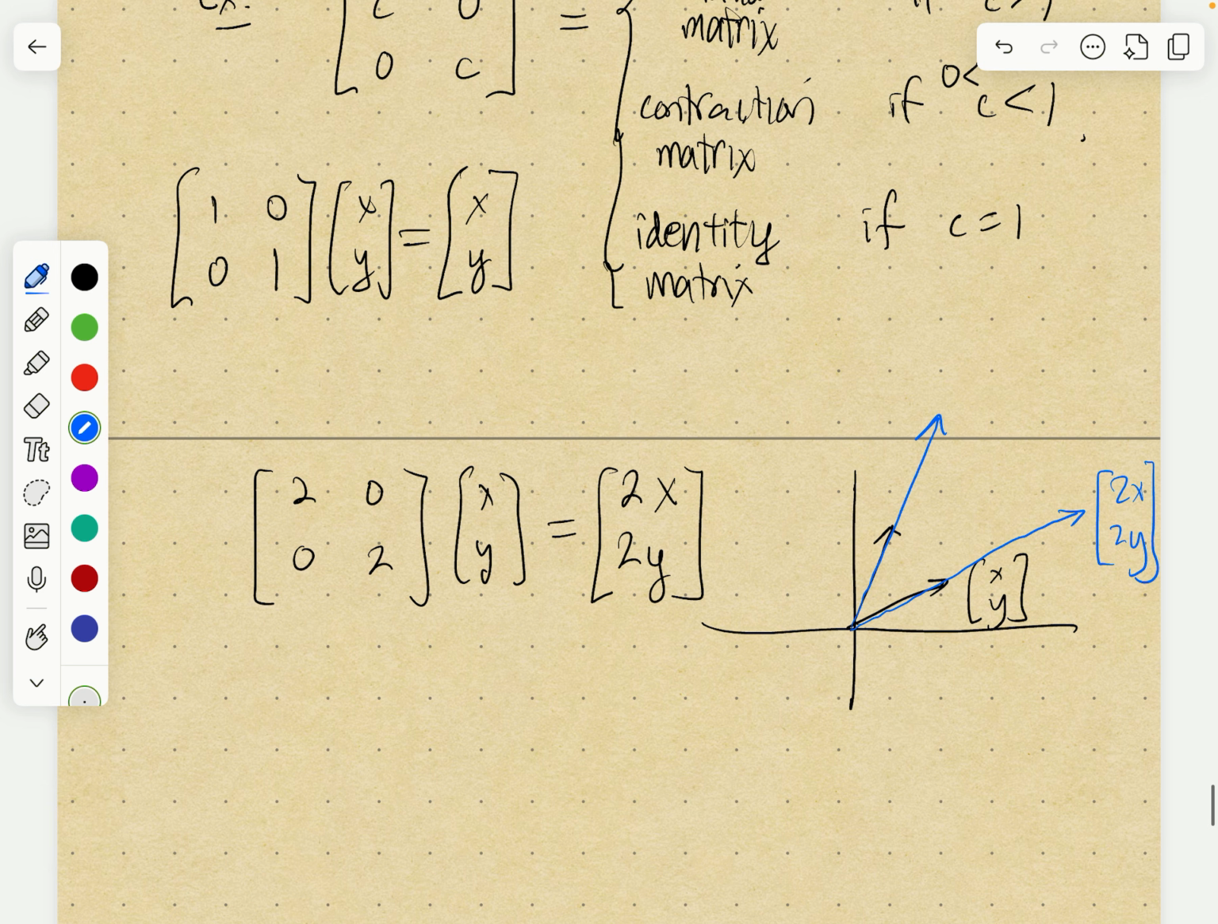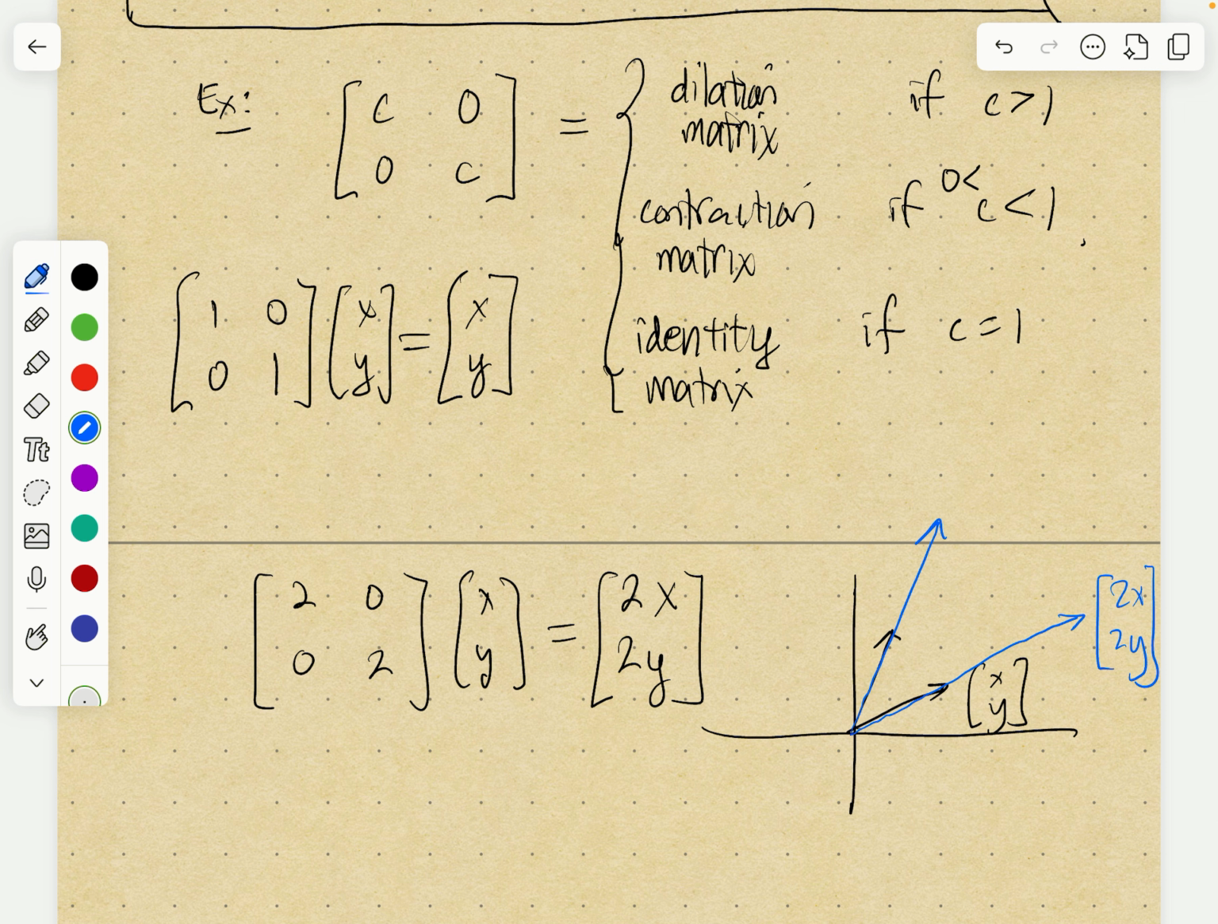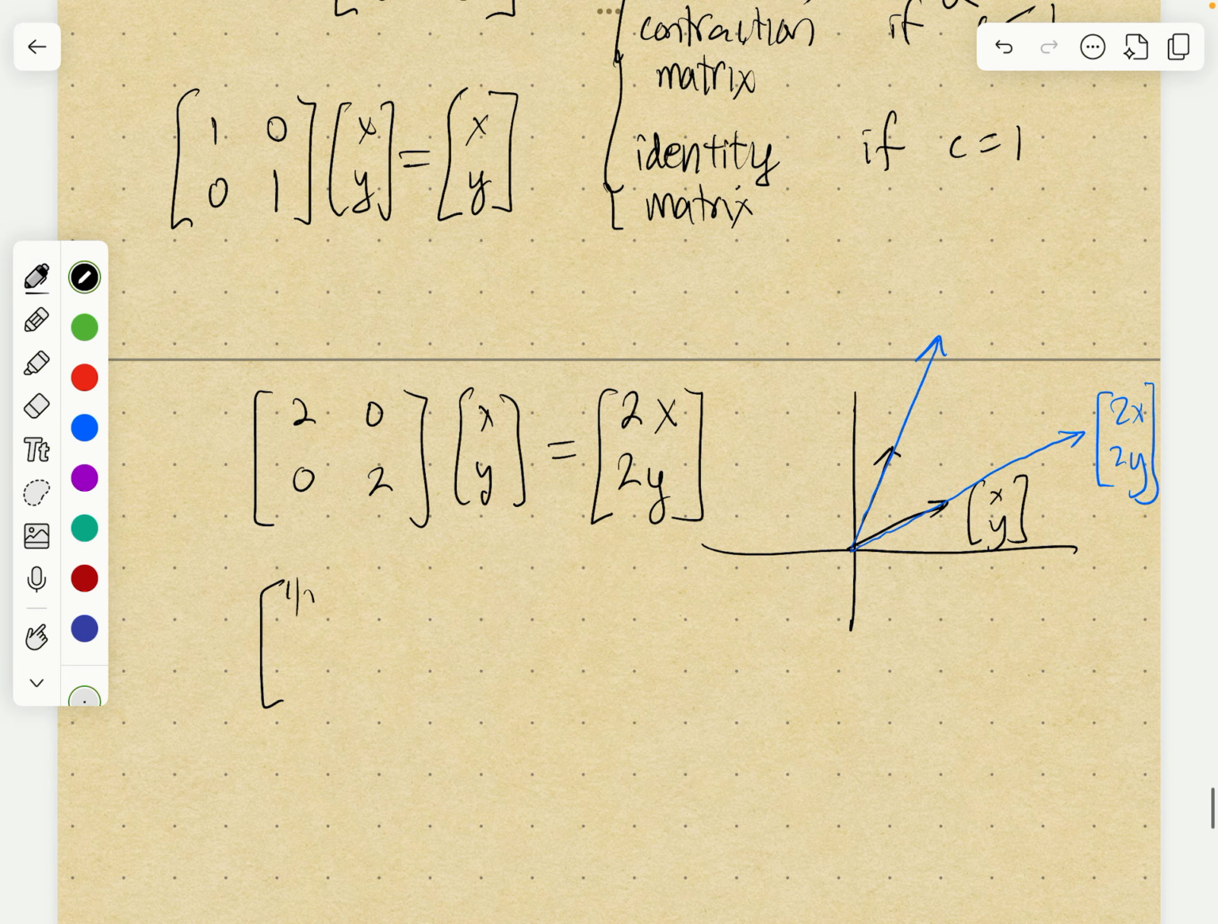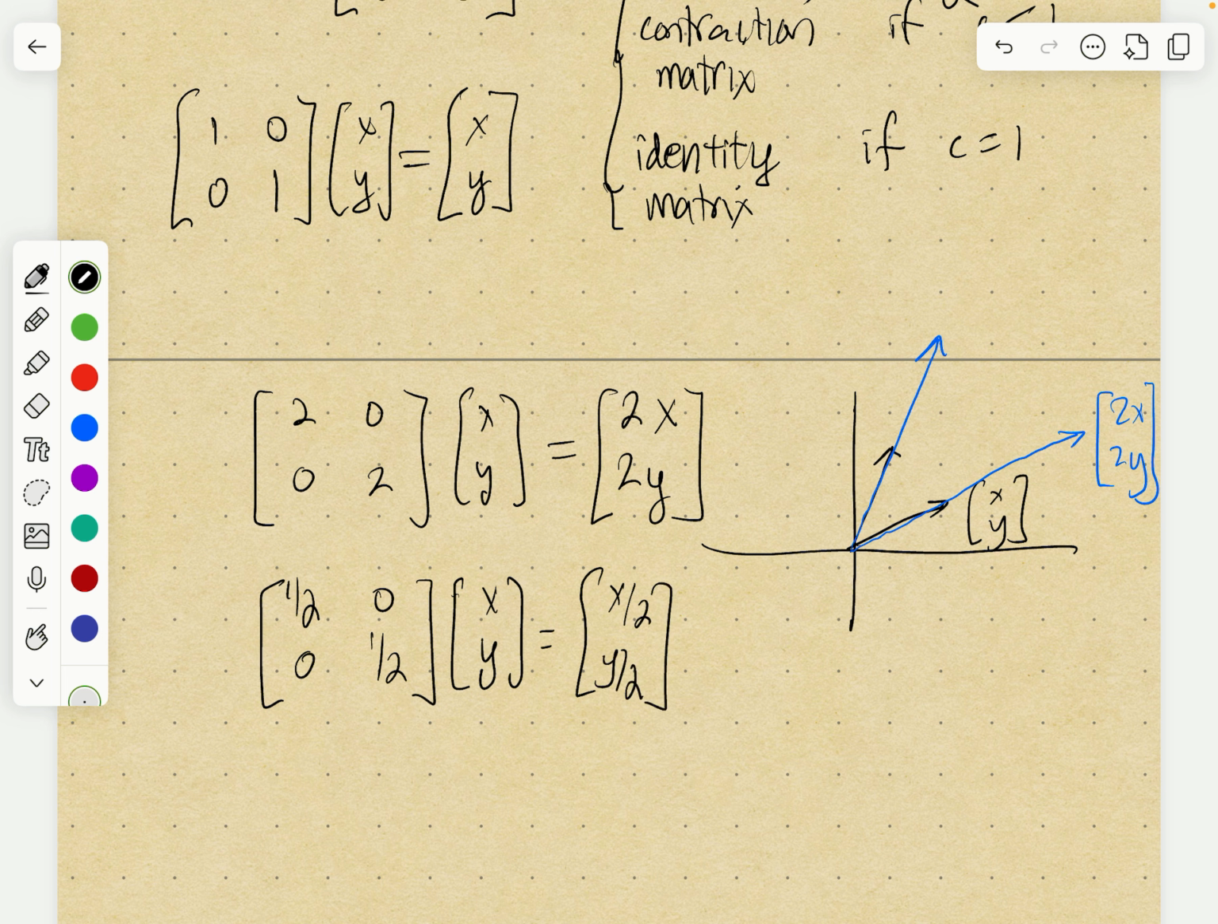And similarly, you can imagine that if your c was a half, so if you had something like 1/2, 0, 0, 1/2, if you multiply it by (x, y), you're going to get (x/2, y/2). That's going to be half the length.